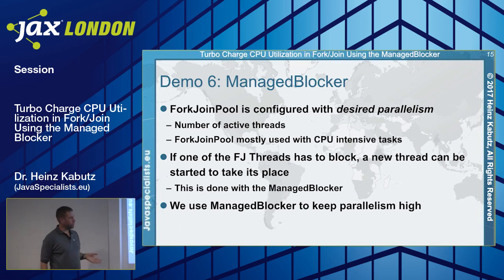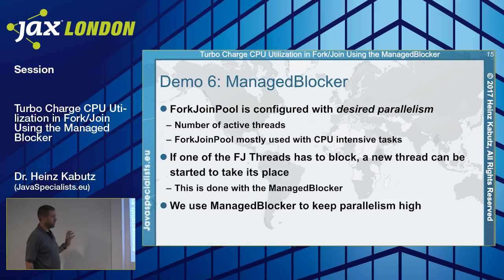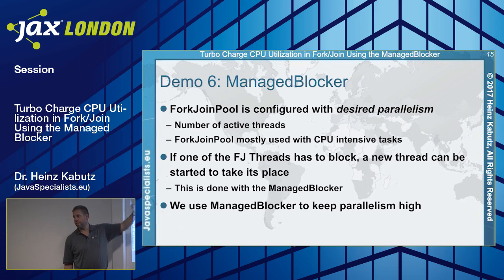You see, the ForkJoin pool, when you construct it, you normally specify the desired parallelism rather than the maximum number of threads. In Java 9, you can specify the maximum number of threads, but before Java 9, you couldn't. So what you can do is say to the ForkJoin pool, we're going to be blocking now, and please manage this so that we still have the same number of threads for doing the work, to keep the parallelism high.